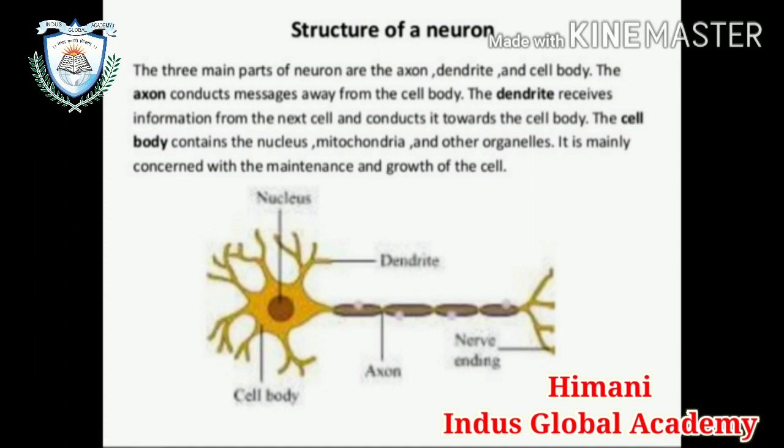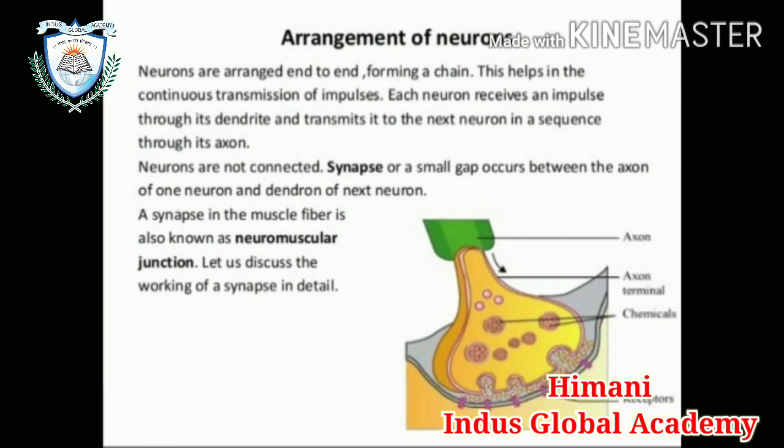Okay. So after that, arrangement of the neurons. Neurons are arranged end to end. That means one end of the neuron, or nerve ending, connects to the dendrites of the next neuron to form a chain. This helps with the continuous transmission of the impulse. Each neuron receives an impulse from its dendrite, and transmits this message via the axon to the next neuron. Neurons are not connected.